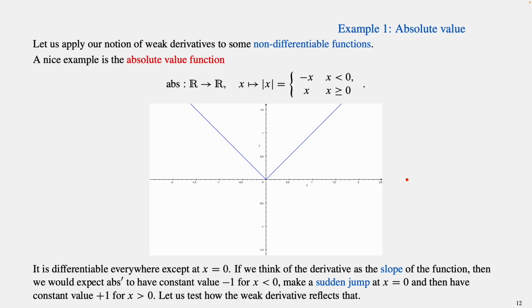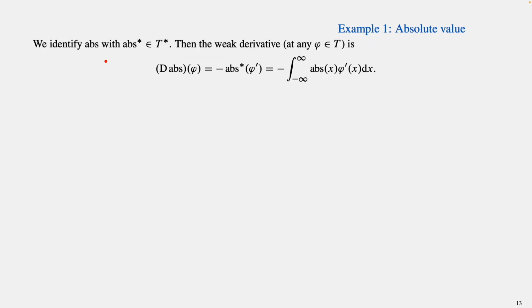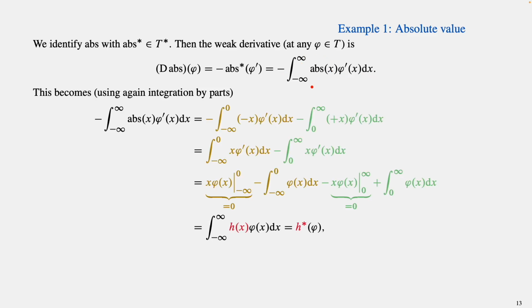And let's compute the weak derivative of this absolute value function now and see if it actually reflects this intuition. We identify our absolute value function with its image in the dual space T star of generalized functions, and then we can compute the weak derivative of the absolute value for any test function phi. So the weak derivative of abs evaluated at phi is by definition minus abs star applied to phi prime, and this is minus the integral from minus infinity to plus infinity of the absolute value of x times phi prime of x dx. Let's compute this. We will use integration by parts again in this computation.